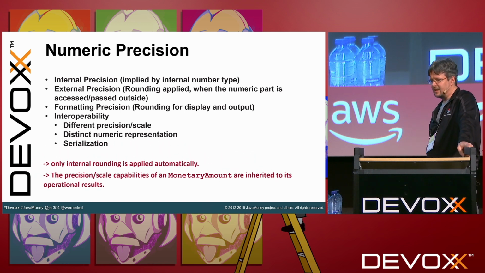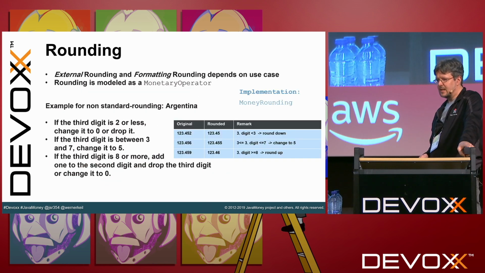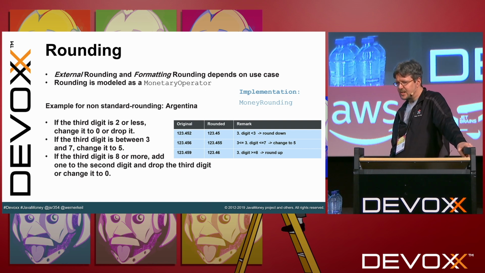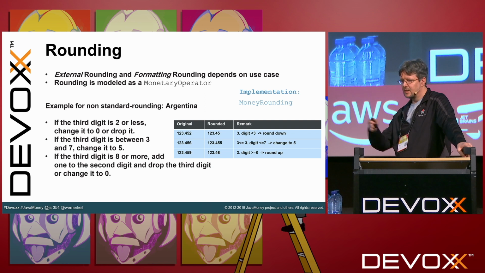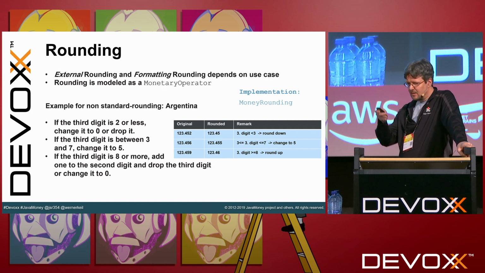Only the internal rounding is automatically applied. Everything else is subject to customization and configuration. Here is another case of rounding, for example, in Argentina. There are very special rounding cases, like rounding up by 3 digits and rounding down. These are not very standard ways of rounding, but it's also possible to model these in the framework.